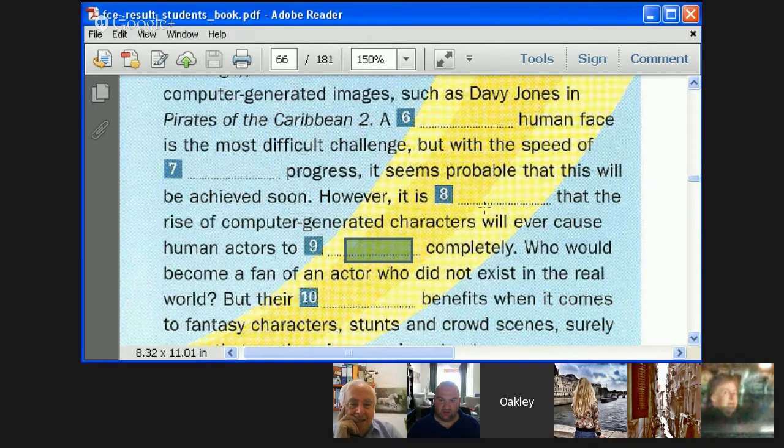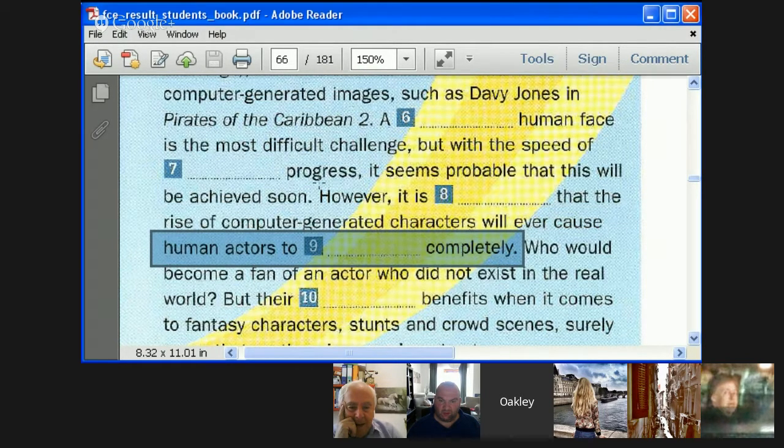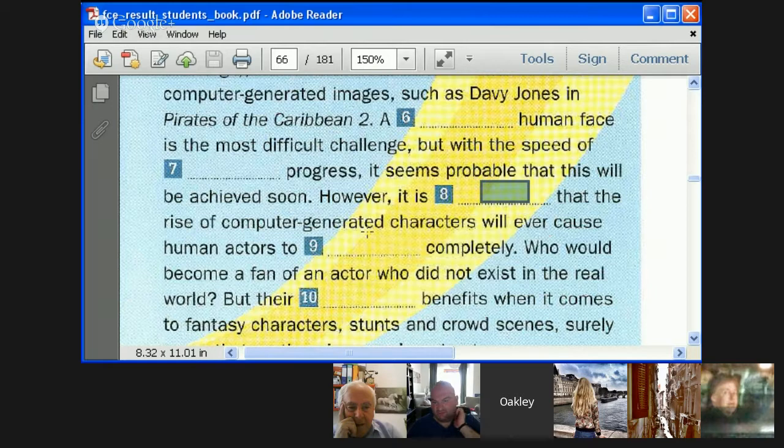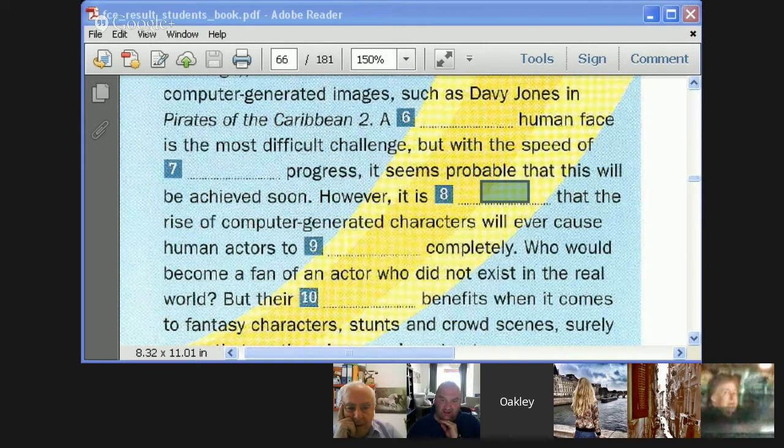All right. Will ever cause. Here you go. Okay. However, it is unlikely. Highly likely that the rise of computer-generated characters will ever cause human actors to... Your clue word is "appear." Okay. Disappear. You got it. That's it. Disappear completely. Very good. Excellent.